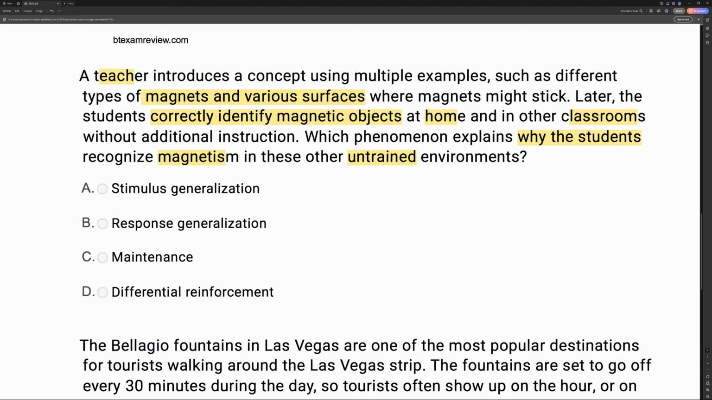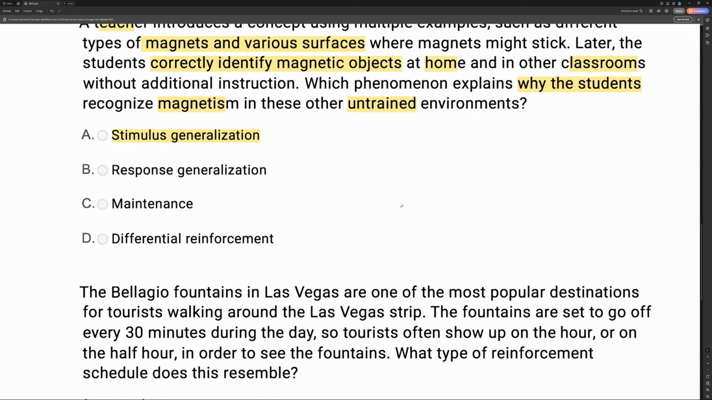And then D, differential reinforcement. Differential reinforcement potentially is what the teacher used, but again, the question is asking about how the students can recognize magnetism in untrained environments. So maybe differential reinforcement is playing a part, but it's not going to be the best answer, and there's not enough information to support picking D as our answer. The best answer here is stimulus generalization. This response of identifying magnetic objects is generalizing across these different stimuli, even when untrained.